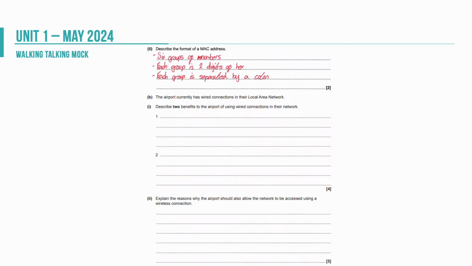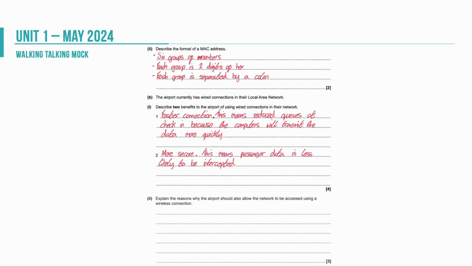The next question is all around exam technique. It asks you to describe 2 benefits to the airport of using wired connections in their network. So, it's asking you to identify what are the benefits of wired connections, but also link those to definitive benefits to the airport. So, faster connection. This means reduced queues at check-in because the computers can transmit the data more quickly. You could even expand that again and really link that into the airport. What does that mean? Well, potentially I can hire fewer staff.